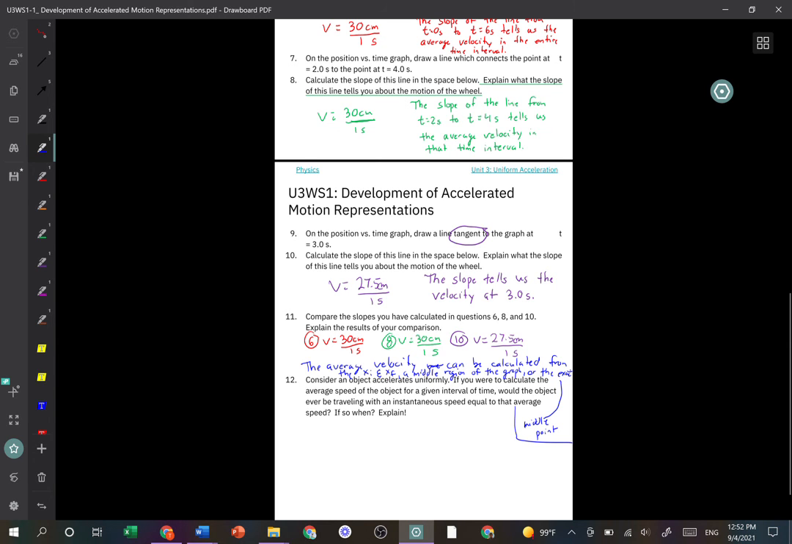Now, the last question, question number 12. Consider an object accelerates uniformly. If you were to calculate the average speed of the object for a given interval of time, would the object ever be traveling with an instantaneous speed equal to that average speed? If so, when? Explain. So, one thing that we can see is if we look back at problem number 11, our instantaneous velocity, or our instantaneous speed, if we were just focusing on how fast it's traveling instead of the direction, is going to have the exact same number at the exact halfway point between our starting time and our final time. That middle time is going to have the exact same speed as the average speed along the whole time interval.